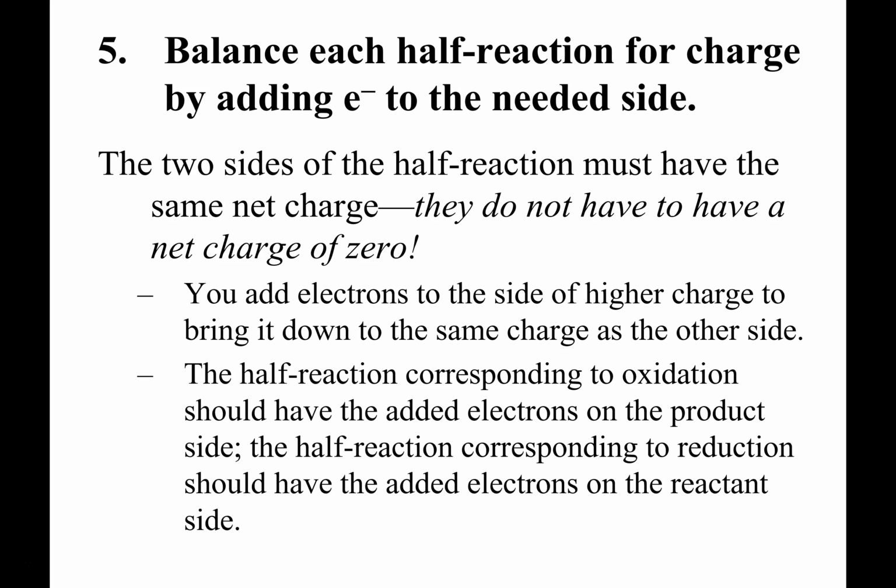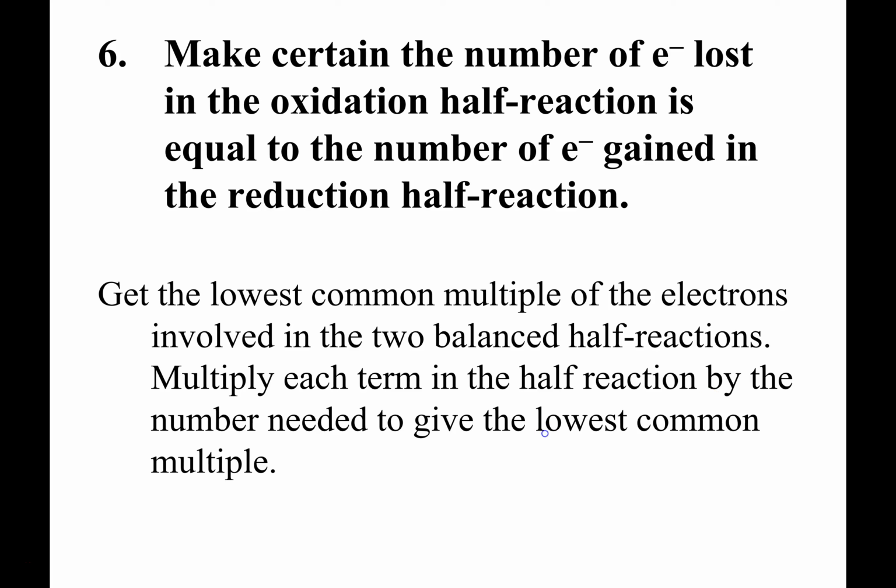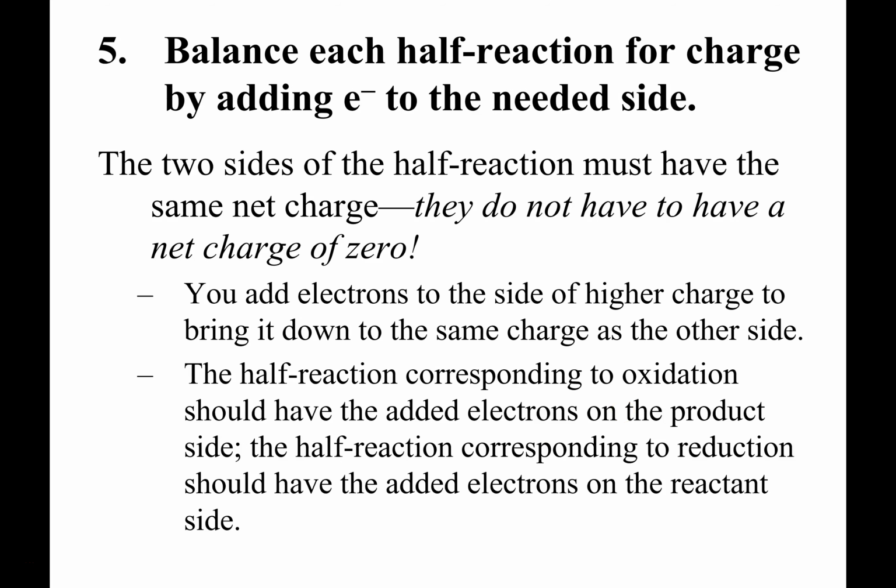We balance it for charge on either side of the reaction arrow for both half reactions by adding electrons, because remember, these are redox reactions. Electrons are going to be given up, electrons are going to be taken in. Note that when you balance it, it doesn't mean that you're going to have 0 charge and 0 charge. You could have a +1 charge over here and a +1 charge over here.